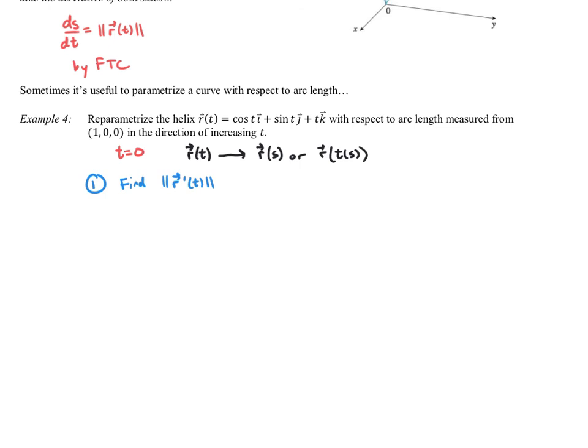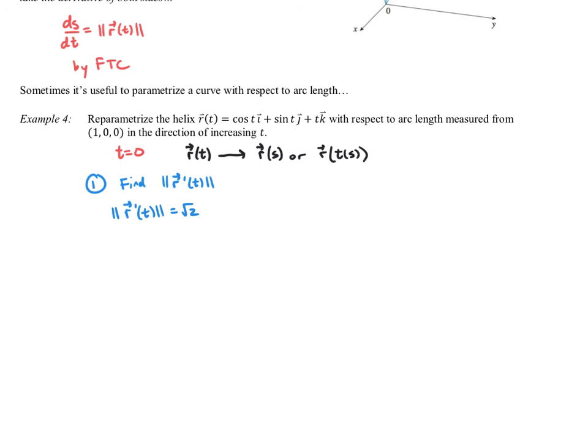In this problem we have the helix that we've talked about so much. We already know, just because of the other examples, that the magnitude of r prime of t is going to be the square root of 2. So we don't have to show all of that work. We're going to start to have that memorized just because of how often we're going to use that.